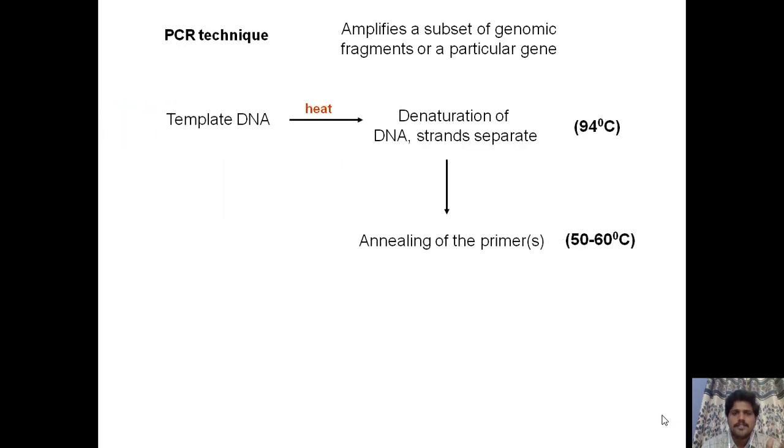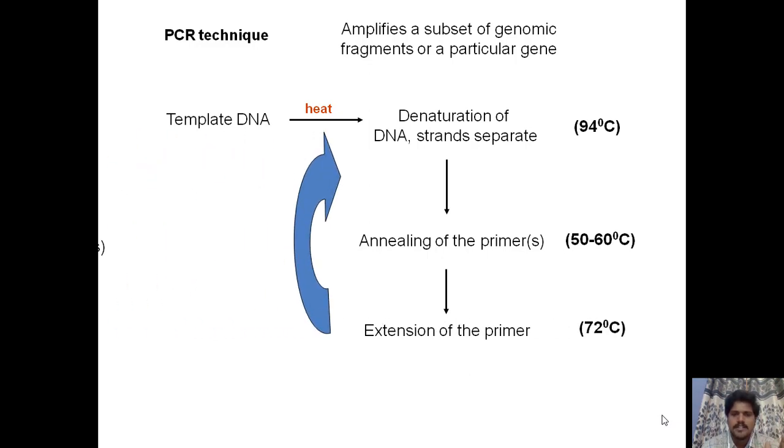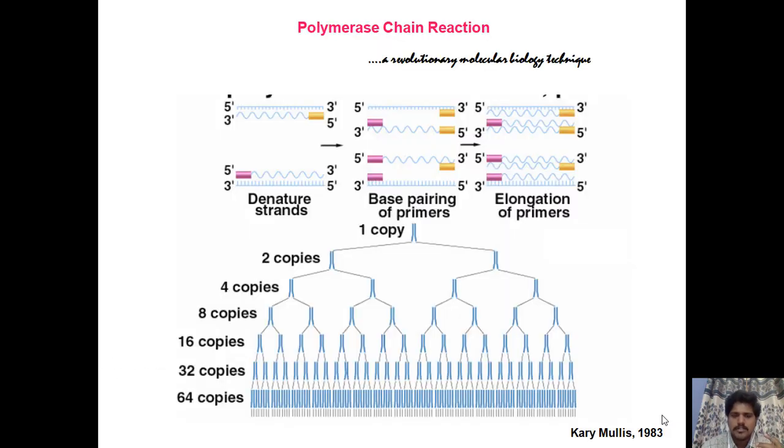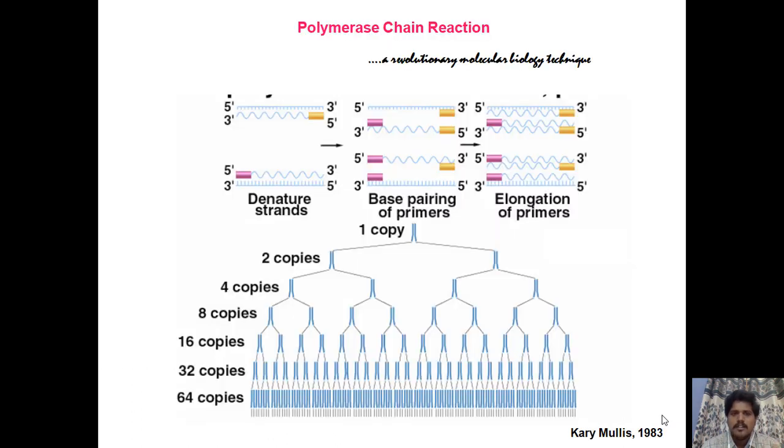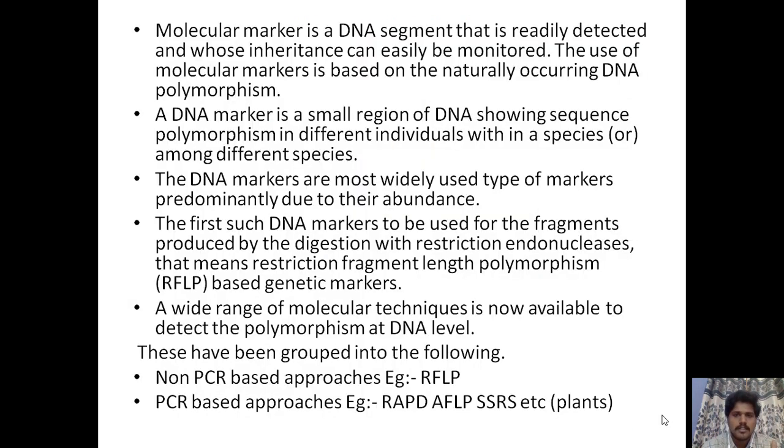So at a stretch, it amplifies a subset of genomic fragments of a particular gene. The template DNA is heated, denaturation, the two strands separate at 94 degrees centigrade, annealing of the primers at 50 to 60 degrees centigrade, then extension of the primer at 70 degrees centigrade, and this is repeated again and again a number of times, and then the products are subjected to electrophoresis. And this is how the multiplication works.